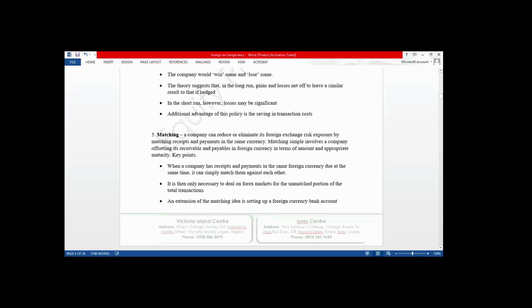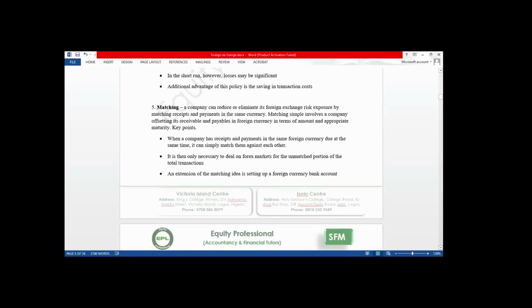It's only the unmatched portion that we are now going to protect ourselves against. An extension of matching is to set up a foreign currency bank account. You can decide to maintain an account in foreign currency. So when you get your foreign receipts, you put it in dollars. It will be in your account. You don't need to convert it to naira. When you want to make payments, go to the account and make payments in dollars.